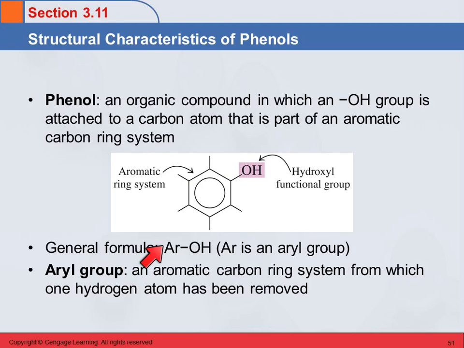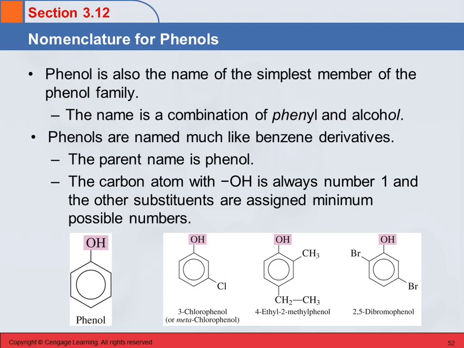So here the general formula is Ar, where Ar stands for an aryl group. So that's this aromatic ring with an OH on it. So an aryl group is just an aromatic ring in which we've taken one hydrogen off so that we can put it onto something else. So these are called phenols.